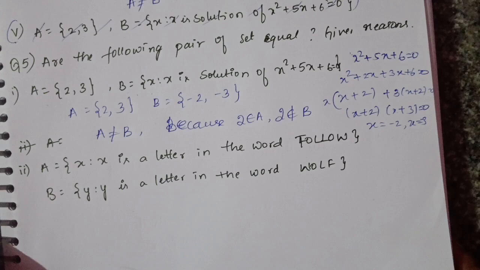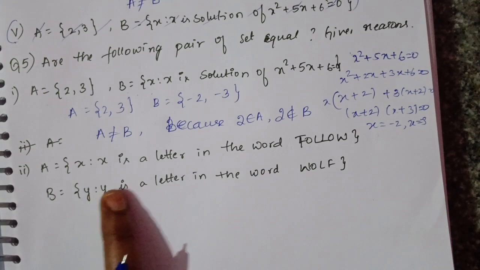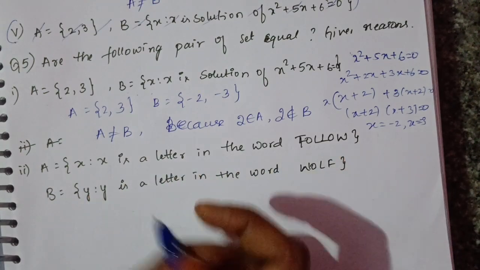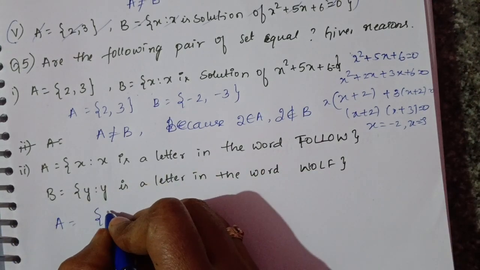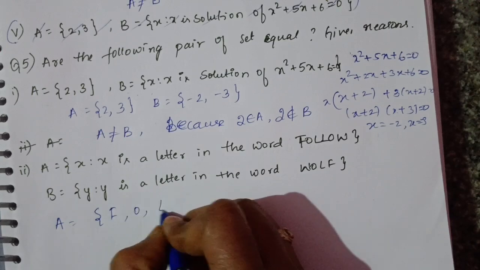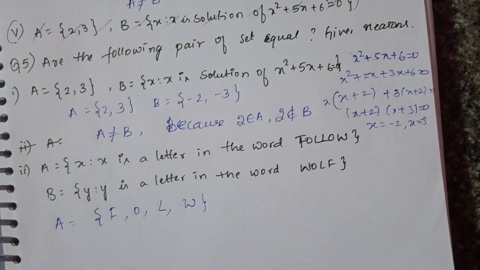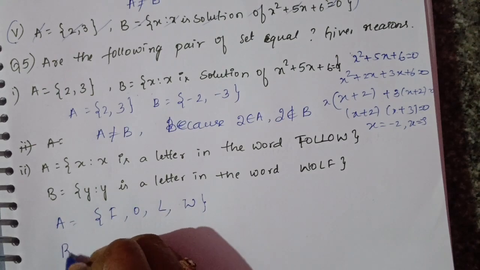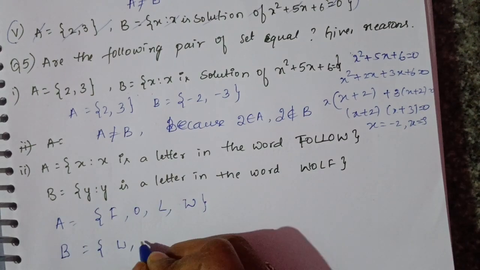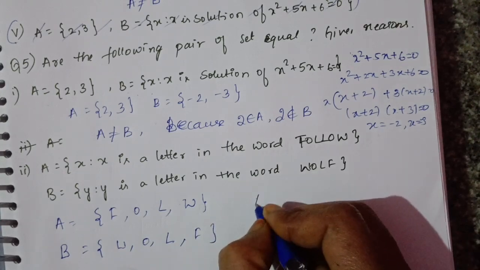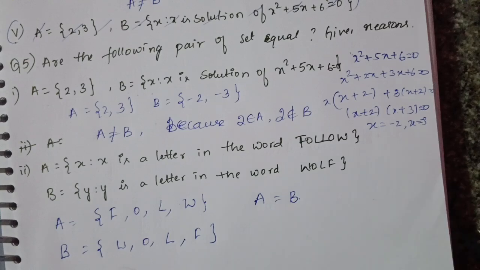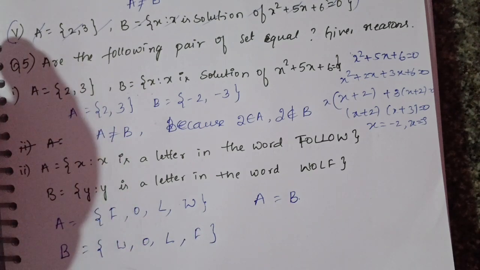We'll see the next question. x is a letter in the word FOLLOW. For set A, how will we write it? We should not repeat the elements: F, O, L, W. What is B? W, O, L, F. So here A is equal to B. Why? Because the elements of A are in B and the elements of B are in A, so we can say A is equal to B.